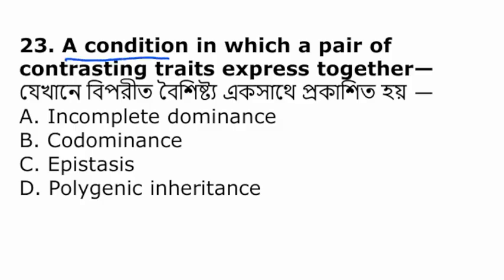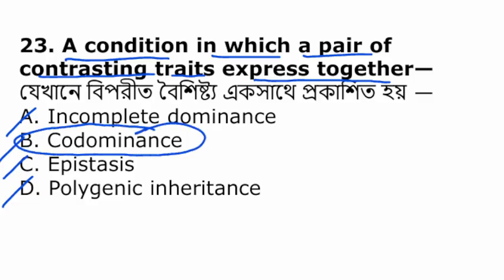A condition in which a pair of contrasting traits express together. যেখানের মধ্যে যে বিপরীত বৈশিষ্ট্যগুলো একসাথে প্রকাশিত হয় তাকে কি বলা হয়? Incomplete dominance, codominance, epistasis, polygenic inheritance. So when both contrasting characters are expressed সেটাকে বলা হয় codominance, যেটা আমরা এক্সাম্পল দেখতে পাই AB ব্লাড গ্রুপ in human.